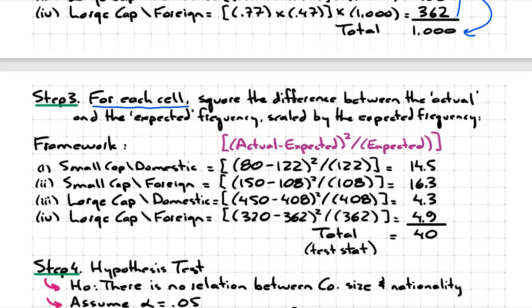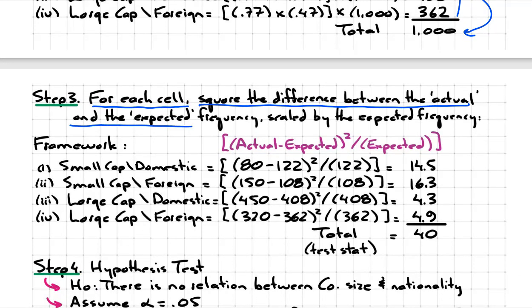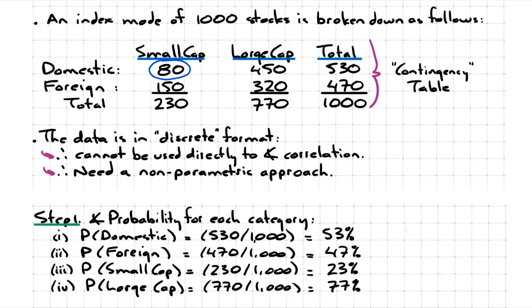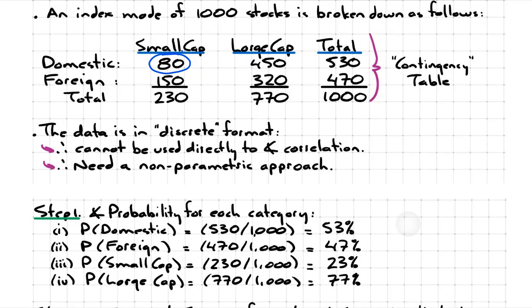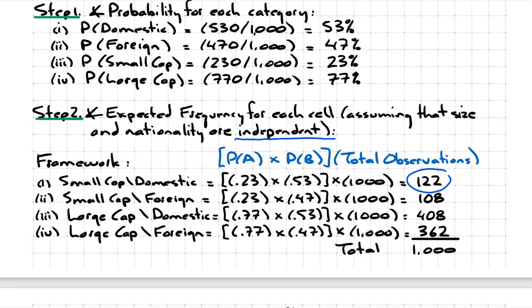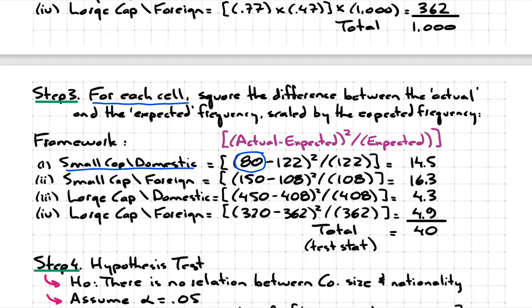For each cell, square the difference between the actual and expected frequency, and then scale it by the expected frequency. So for small cap domestic, we saw 80 stocks. Here we are. Small cap domestic, there were 80. But how many would you have expected in that cell if these 2 events were independent? Well, if they were independent, we would have expected 122 observations. So that's exactly what we do, 80 minus 122. Then we square it, and then we scale it by dividing it by the expected number of observations for that cell. So we get 14.5.